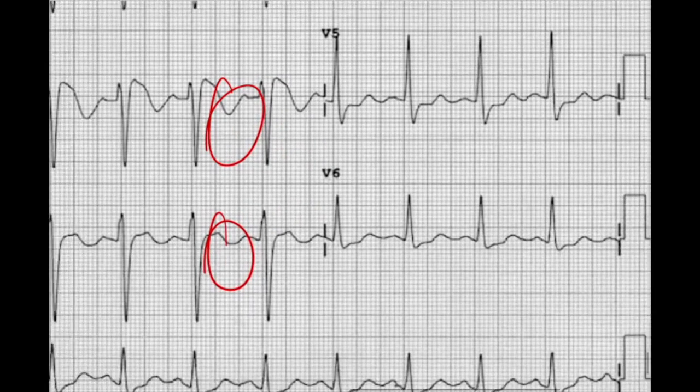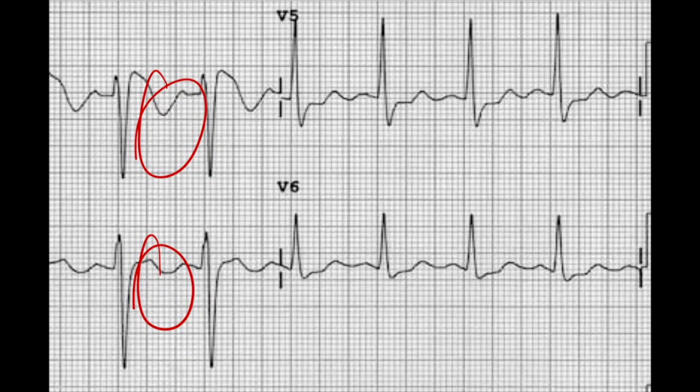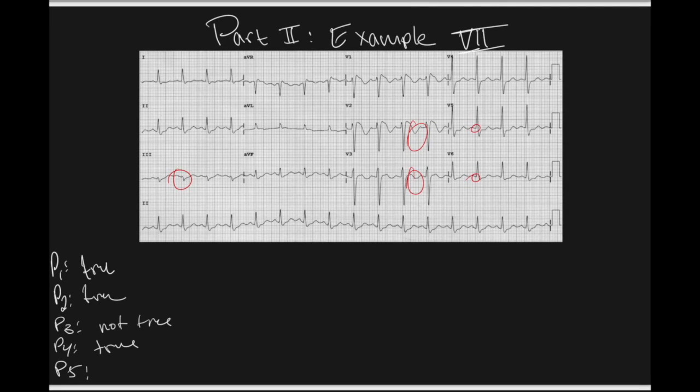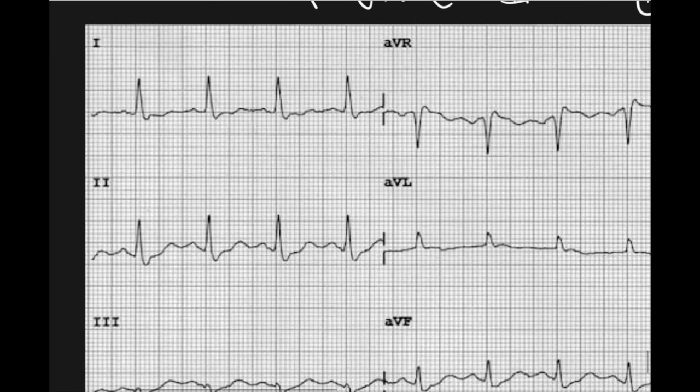But if we notice as we're looking at these Q waves, where are the Q waves? That's the question, isn't it? So P5 is not really. So we definitely have some things to look over as we proceed. So as always, let's go to the first lead.